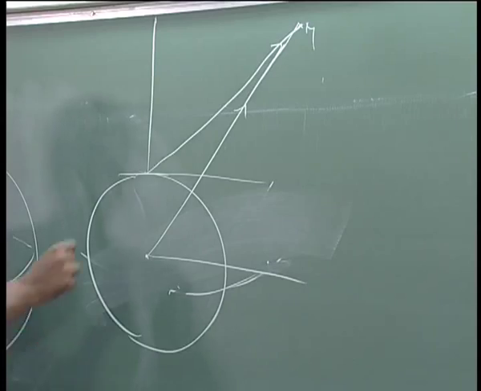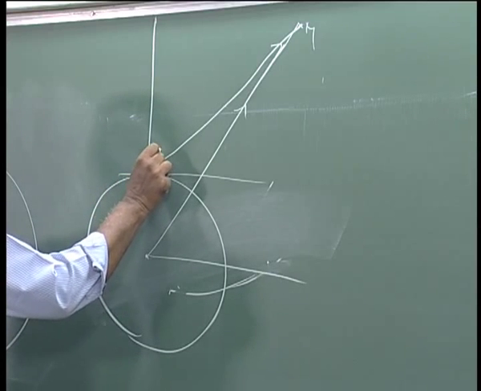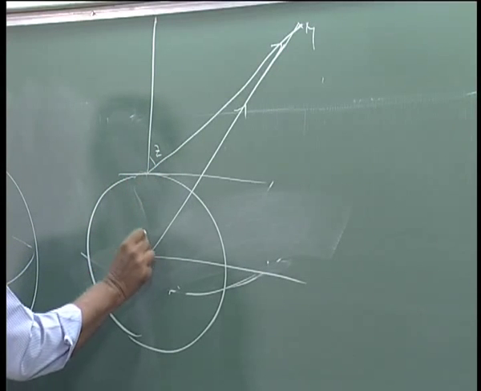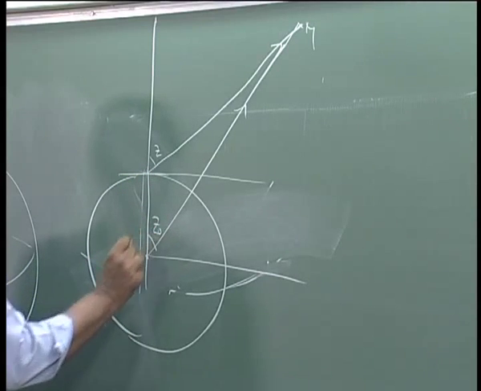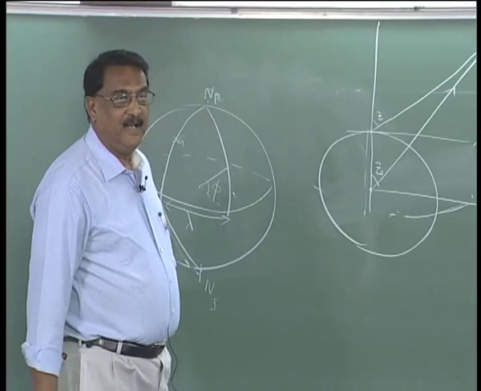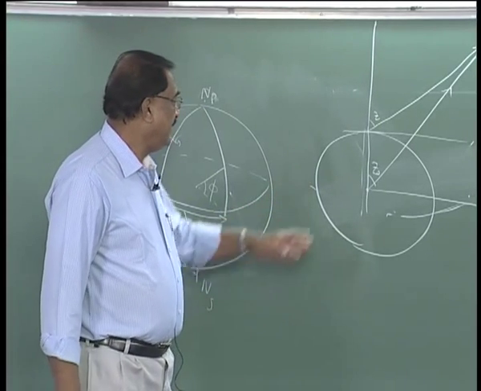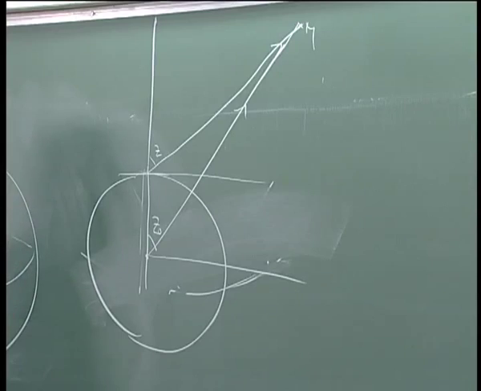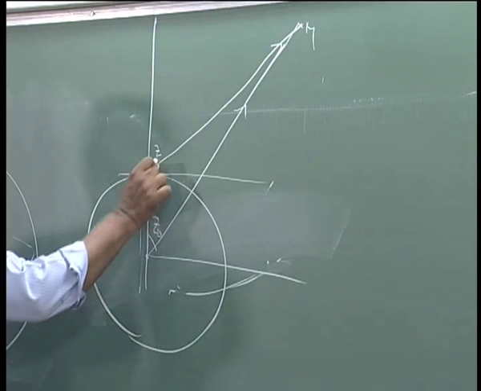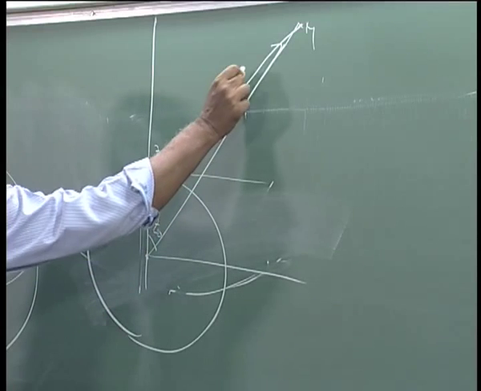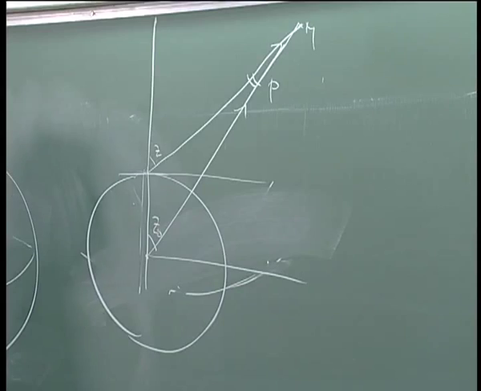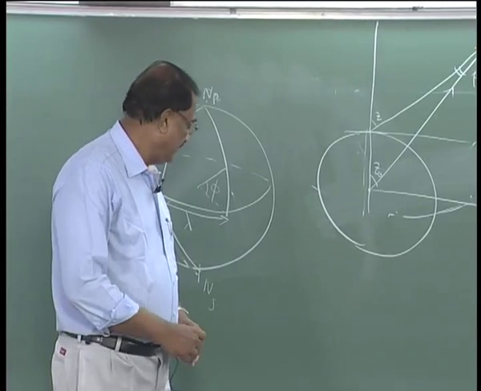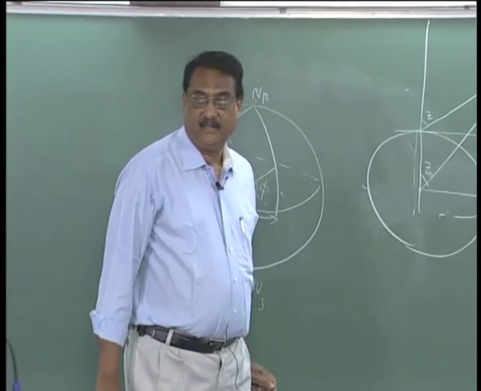The zenith distance for this is z, and the zenith distance for this is z0. Imagine a person sitting at the center of the earth and observing it with the same kind of celestial sphere. He will observe the zenith distance z0. Anyway, this angle is called parallax, and it plays a very important role in eclipse calculation.